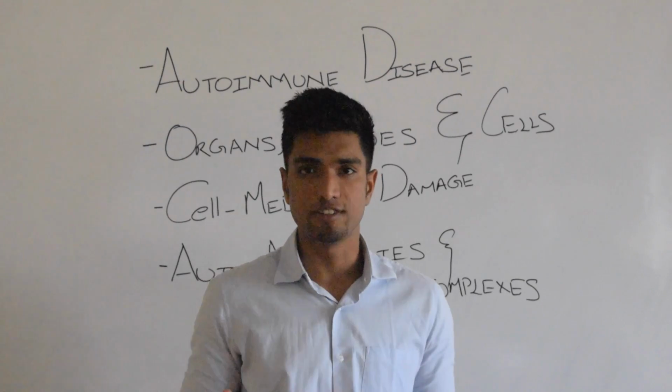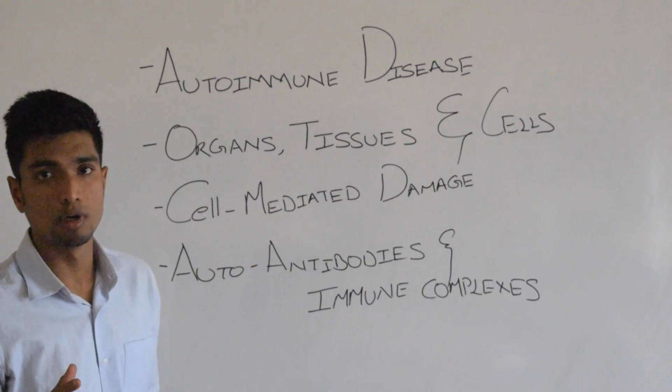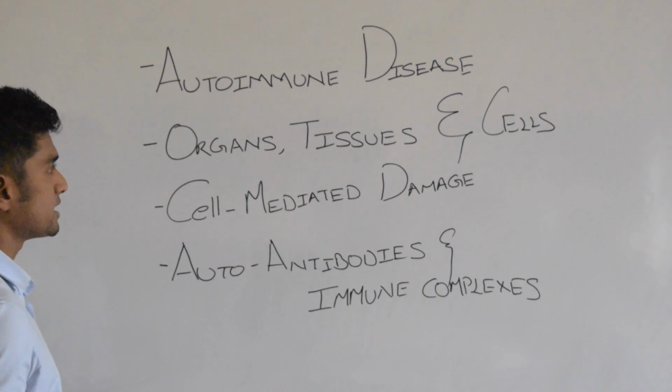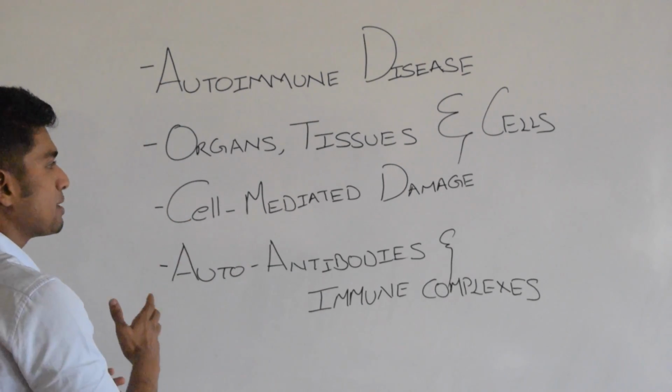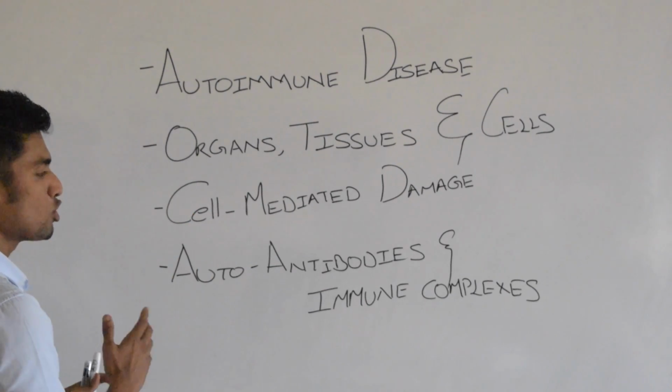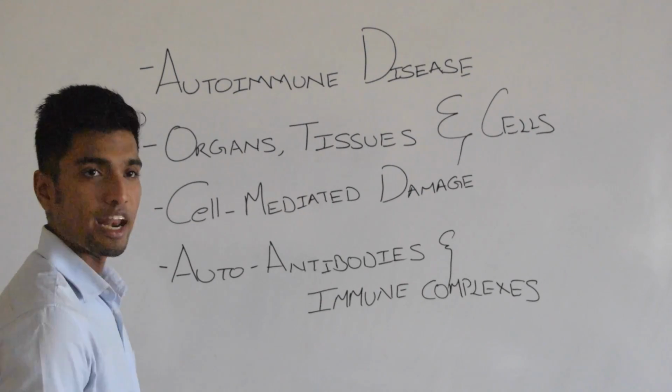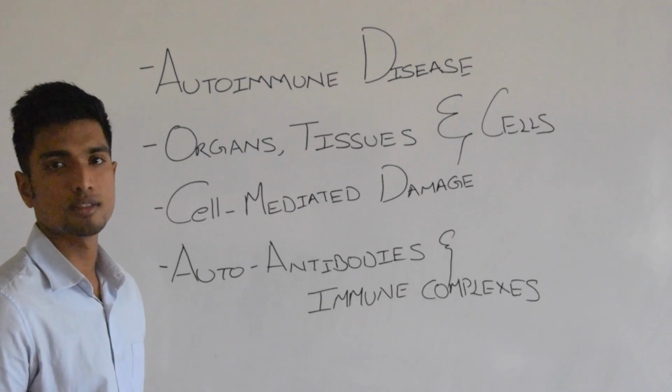So first we'll look at the definition. The key points that you need to remember are that it's an autoimmune disease. It affects the organs, tissues and cells by causing cell-mediated damage by autoantibodies and immune complexes. And you can form your sentences around this.